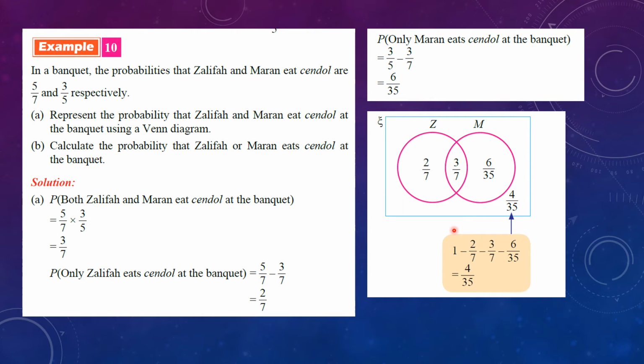That means you didn't get the total probability 1. That means there is a probability that both didn't eat cendol at all. How to find it? You take total probability 1 minus 2/7 minus 3/7 minus 6/35. So you will get 4/35. 4/35 shows that both didn't eat cendol at all. So you have to write it outside the sets of Z, Zalifa, and M, Maran. So this is how we draw a Venn diagram.